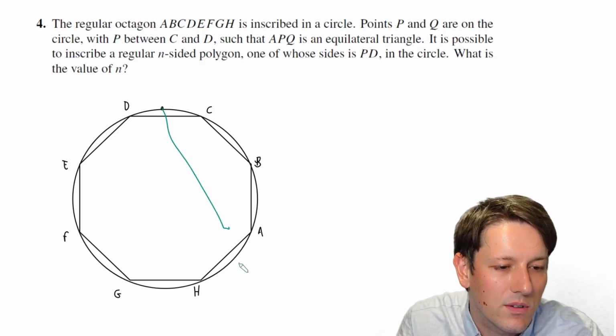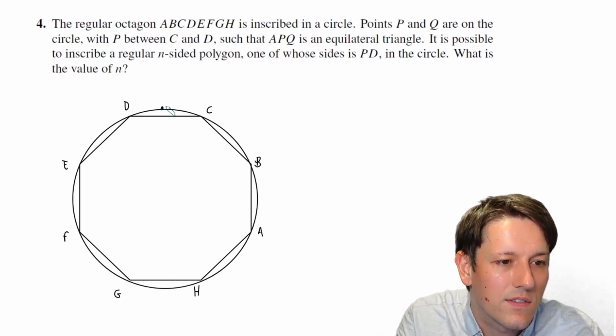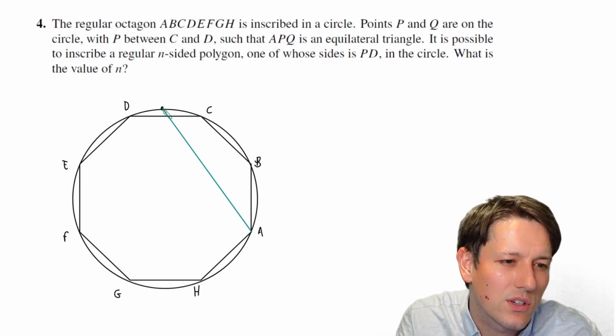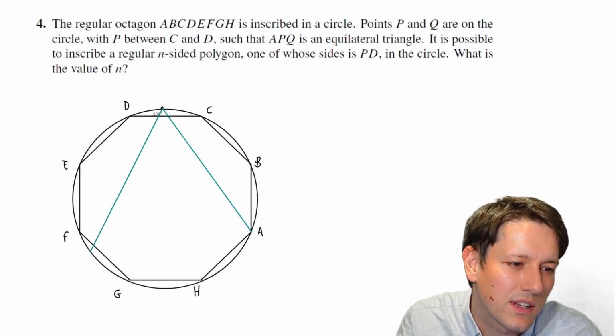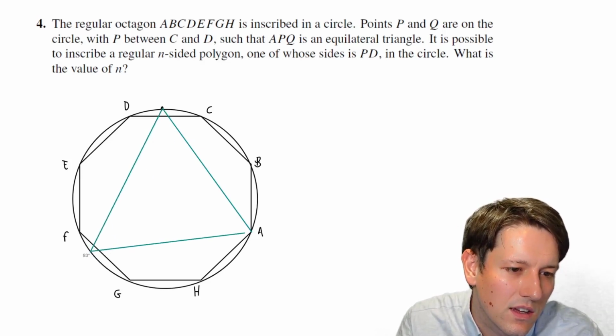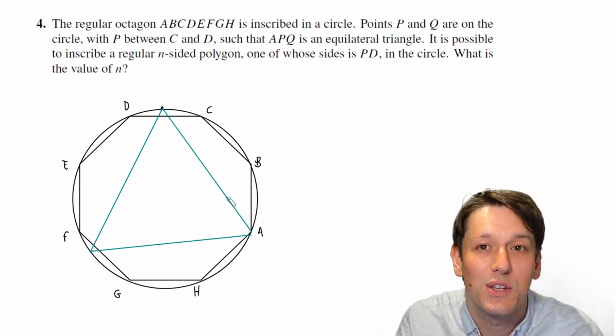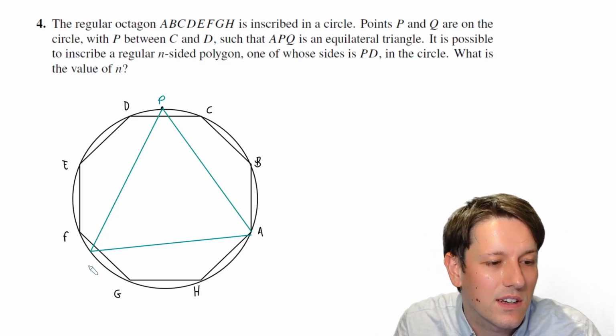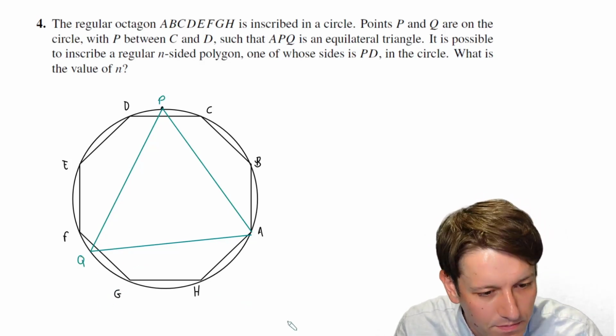So if I go from A to P, and then I'm going to go to Q, to get an equilateral triangle, it's probably going to be somewhere down here. Again, it's much easier to get these sorts of estimations right when you have a nice accurate diagram.